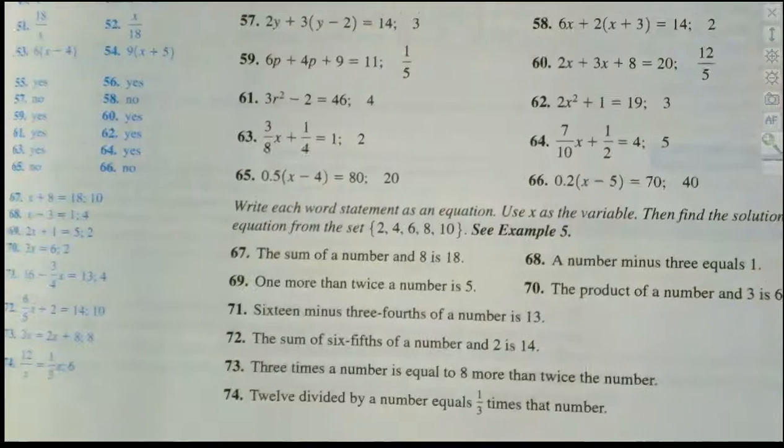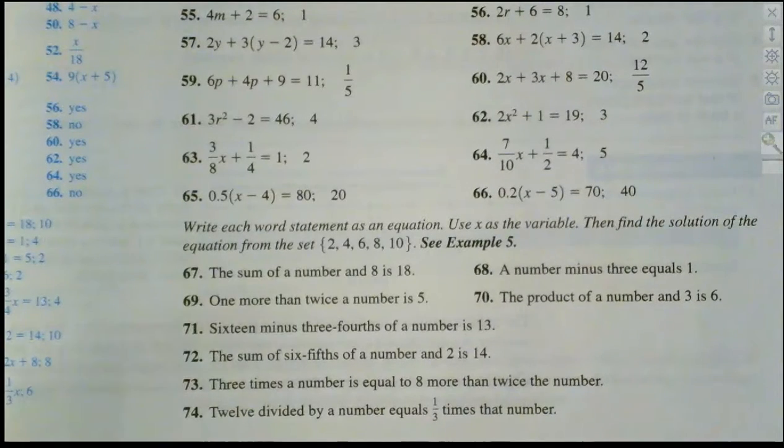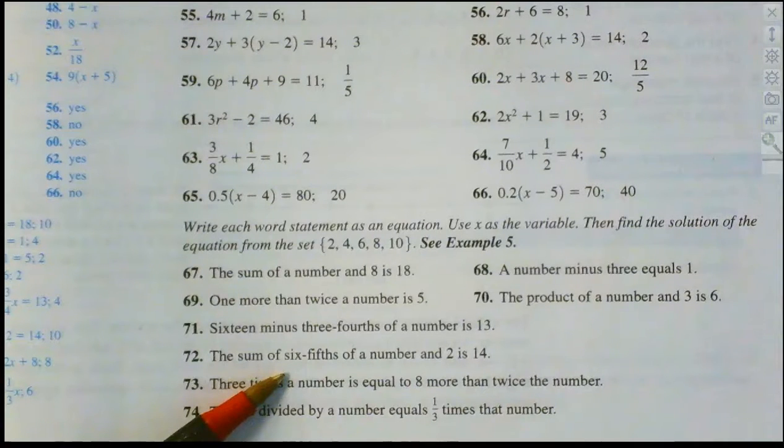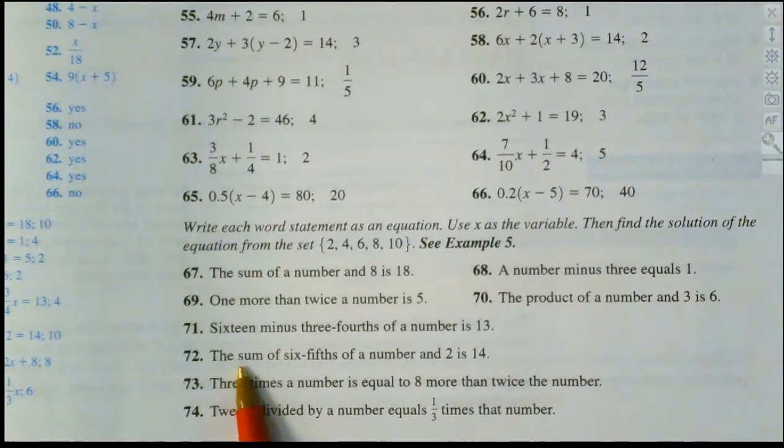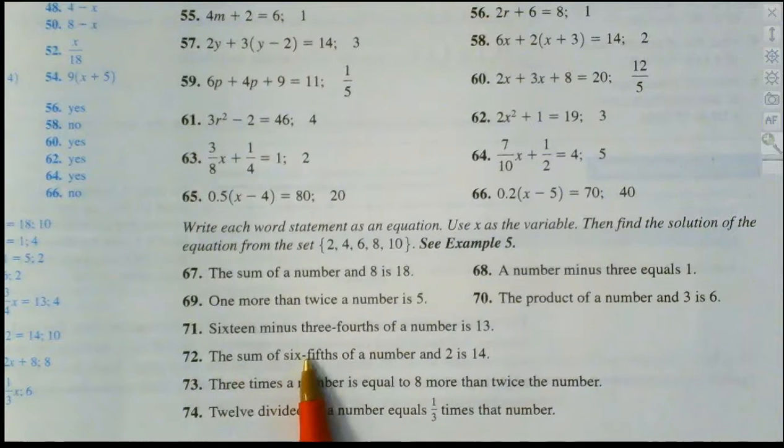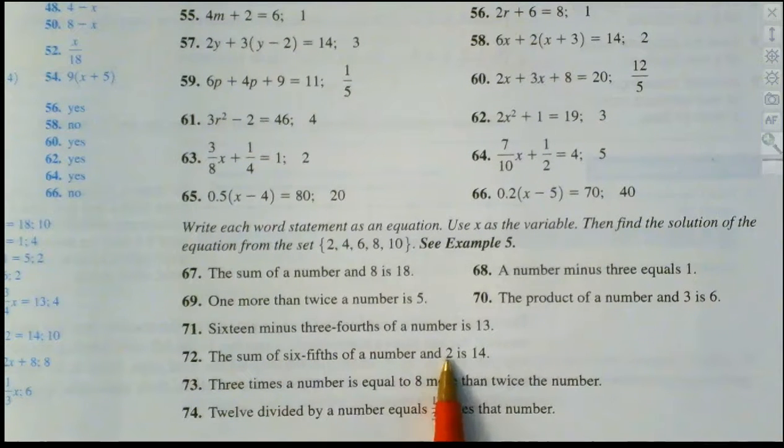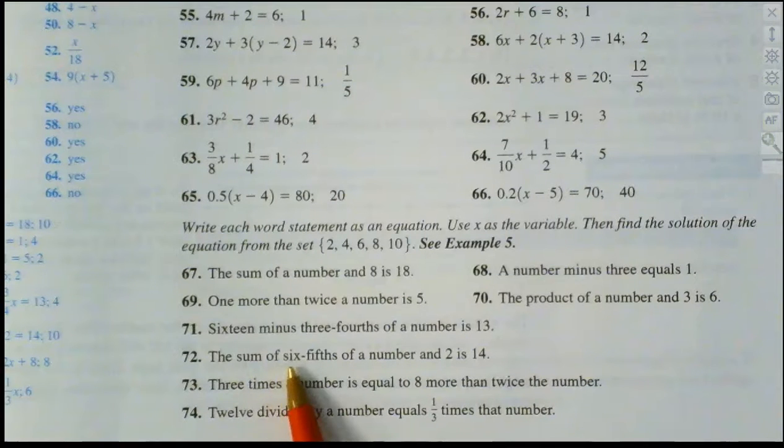So let's look at, how about 72? Okay, so we're going to look now at question 72. Let's see what we've got here. I picked 72 because we've got a fraction involved, maybe. Okay, so for question 72, we need to come up with our equation and then figure out which number is going to work. This one has a fraction, so the sum means add, so the sum of 6/5 of a number, and 2 is 14. Okay, let's focus on this 6/5 of a number.